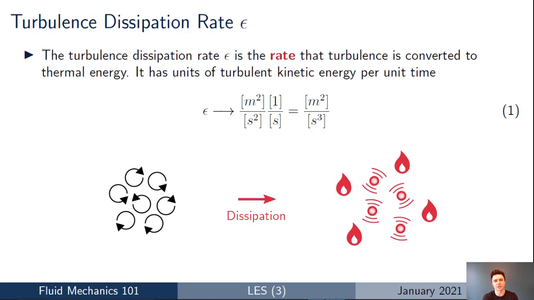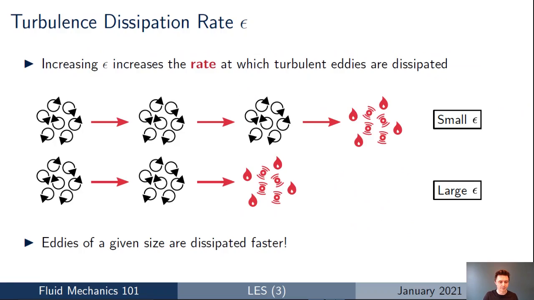So if you've ever looked at your CFD solution and you've looked at the quantity epsilon, what you'll notice is that it has units of meters squared per second cubed. And why is that? Well, physically, turbulent kinetic energy has units of meter squared per second squared, and we want the rate, or the time that that energy is dissipated in. So we divide by the units of seconds, and this is why epsilon has units of meter squared per second cubed. And it's important that we have a good idea of this turbulence dissipation rate, because that's what we're going to be thinking about with regards to our large eddy simulation.